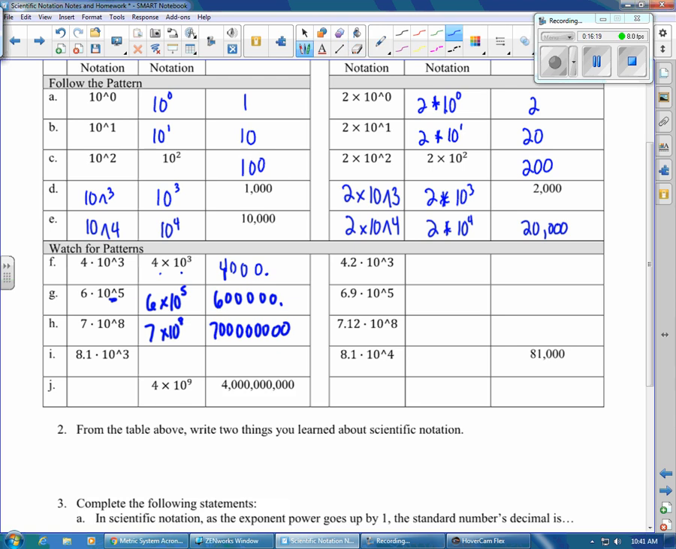Now the next problem, I don't want you to get confused. This is 8.1 times 10 to the 3rd power. So write your 8.1. If you notice, the first time you're moving your decimal, you don't have to add a 0 in there. So there's 1 power of 10, 2 powers of 10, 3 powers of 10. So it'll be 8,100 is my correct answer there.